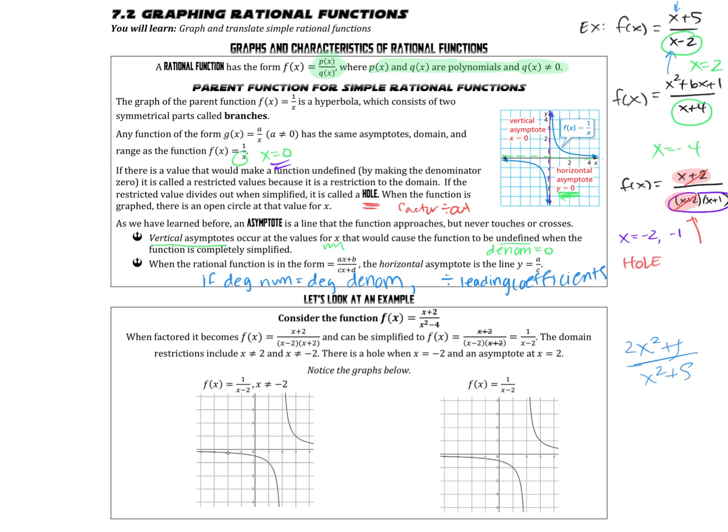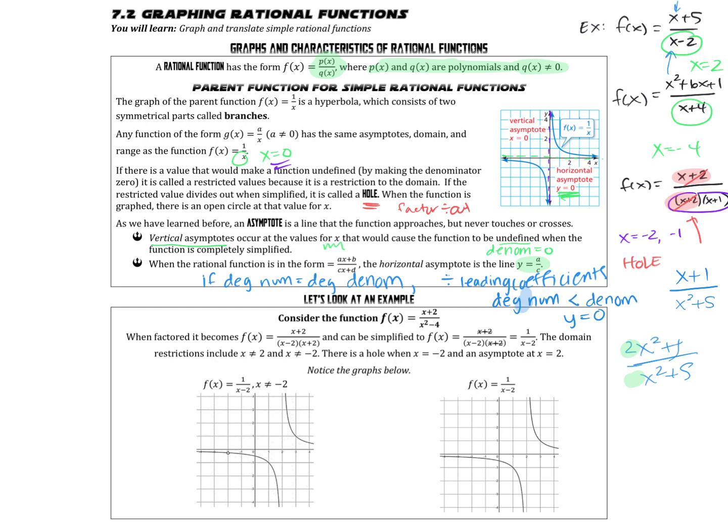So in this case, we would divide 2 and 1 to get y equals, because horizontal lines are equations, y equals 2. If the degree of the numerator is exactly 1 less than the degree of the denominator, so for example, x plus 1 over x squared plus 5, then there is a horizontal asymptote at y equals 0.